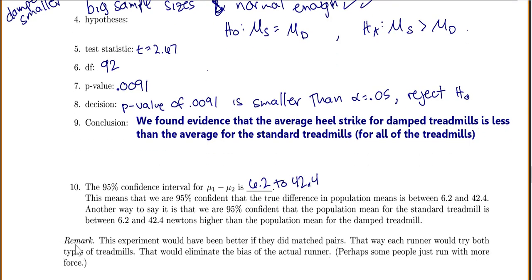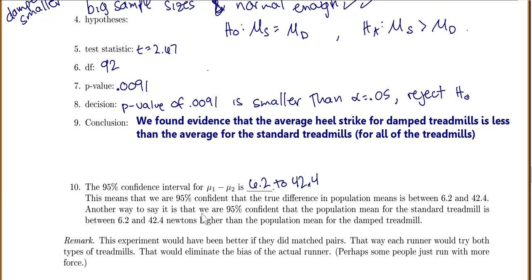Just as a side remark here, I think this experiment would have been a lot better if they did matched pairs or paired samples. So each runner would have tried both types of treadmills, and that would eliminate the bias of the actual runner, because I would think people would run with different amounts of force, based on your weight or the different stride you have. If you had each runner do both treadmills, you'd get rid of the effects of the individual runner. But they didn't do it.